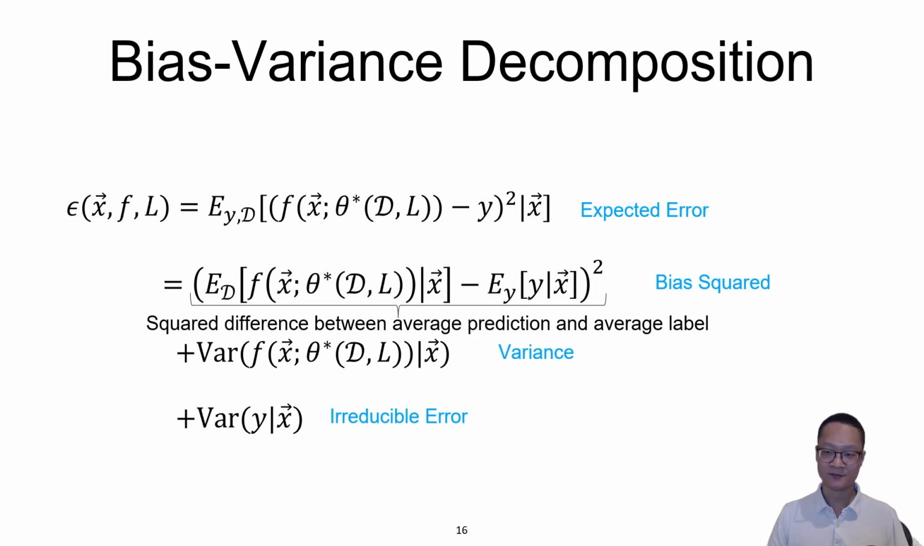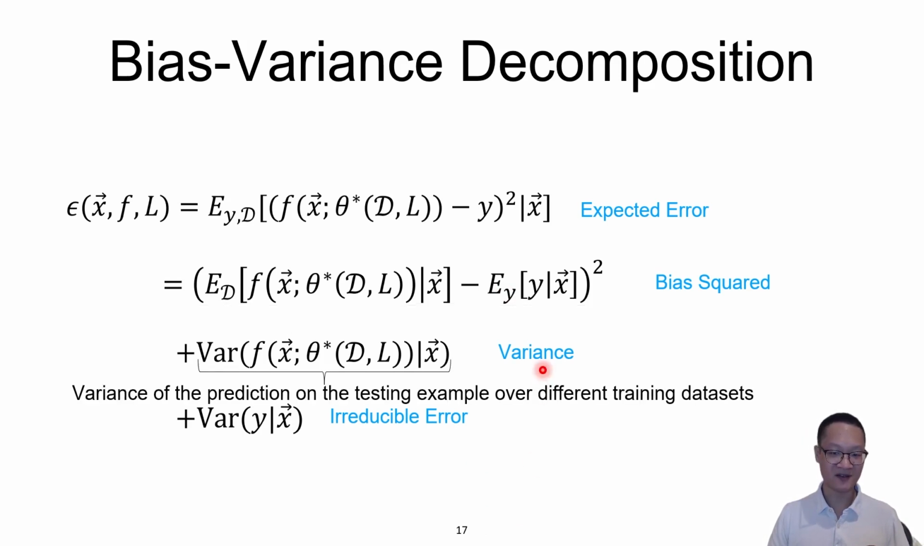Okay, let's continue. Next we have variance. What the variance means is the variance of the prediction on the testing example over different training data sets. Remember, D, the data set, is random. Given some D, we're going to make some prediction for the input x. Given a different D, our prediction will be different, because a different D will lead to a different set of optimal parameters, which will lead to a different outcome of our prediction. So this is the variance of all of those different outcomes that are affected by the different data sets. This term is called the variance. So the variance is actually the variance in our model.